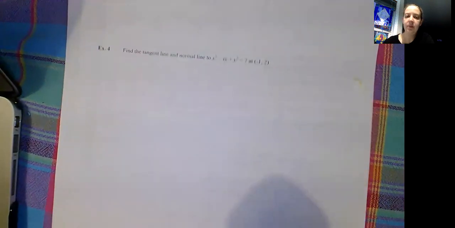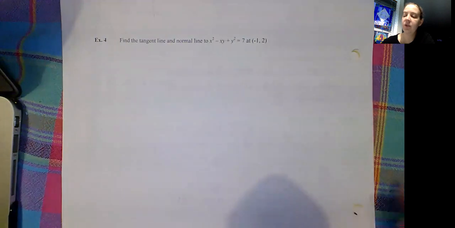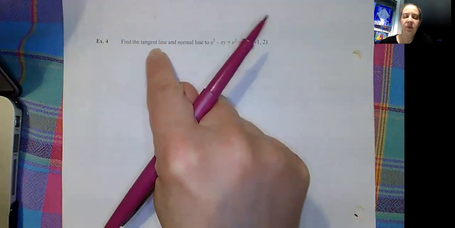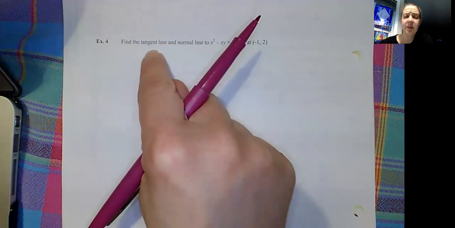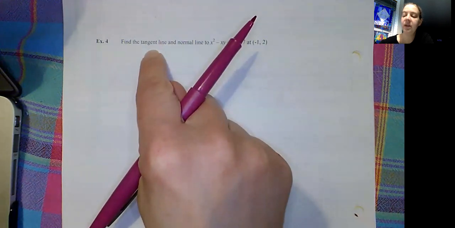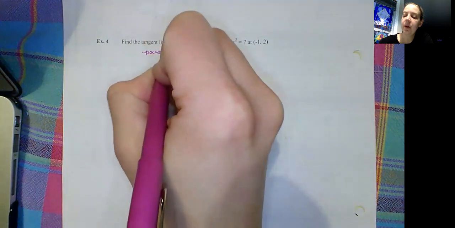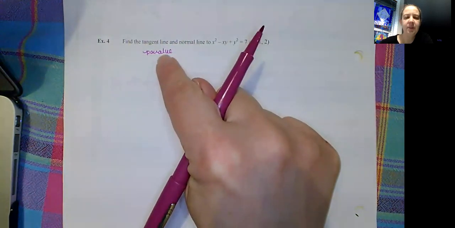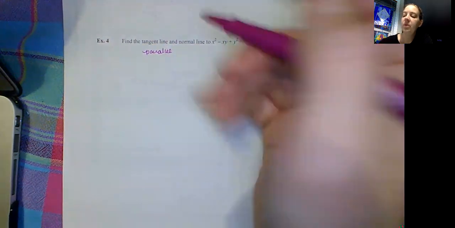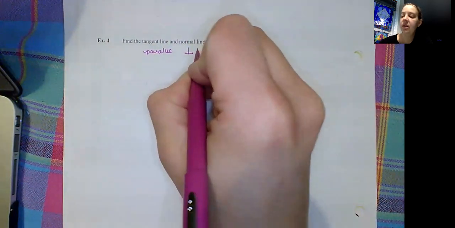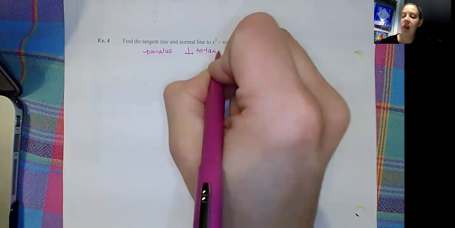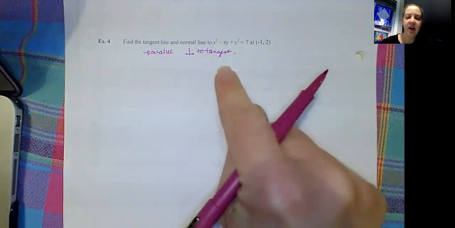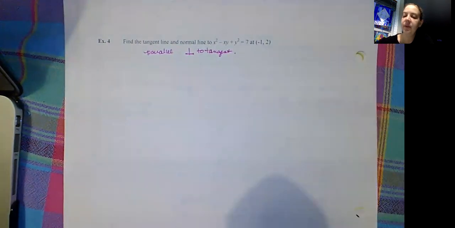All right, so example 4, find the tangent and the normal line. The tangent line is what we've been doing. That's the line that's parallel to our curve at a particular point. Or I guess it only touches in one place. Parallel is probably not the best word. But normal is perpendicular to the tangent line. We don't use that very often, but it's good review.